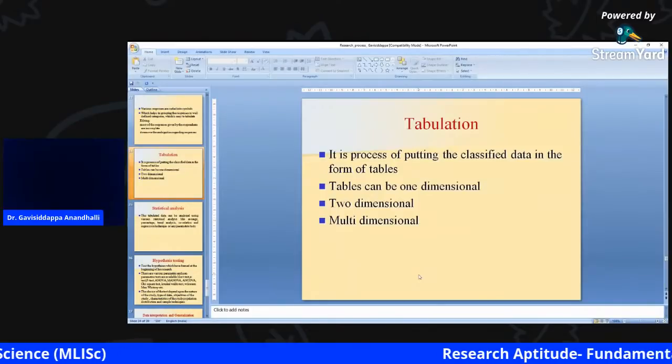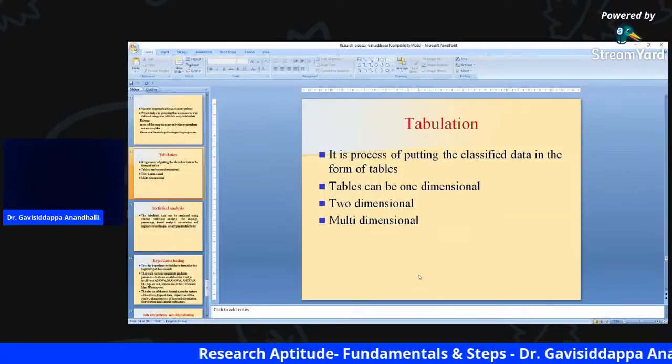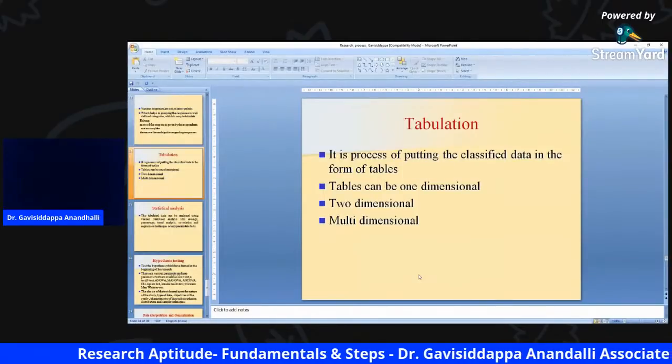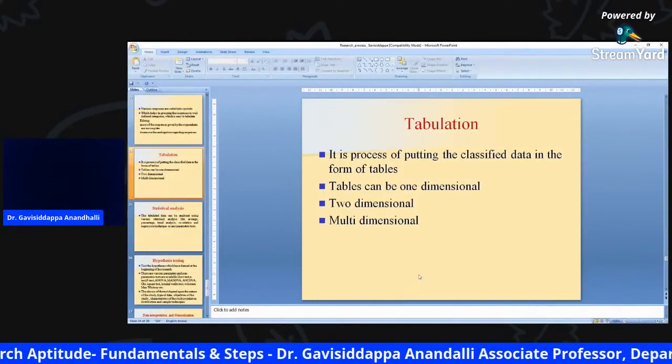And enter it into any of the software, either in Excel or in SPSS or in the R program or in the MBO. Anything you can enter it. Okay.